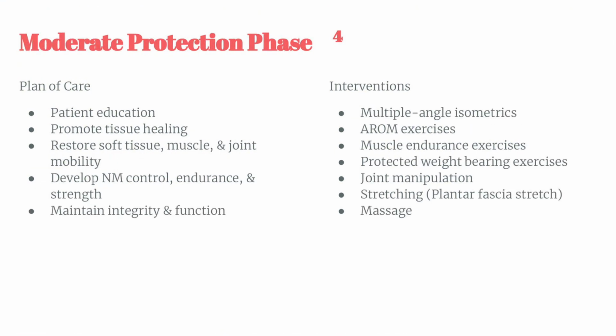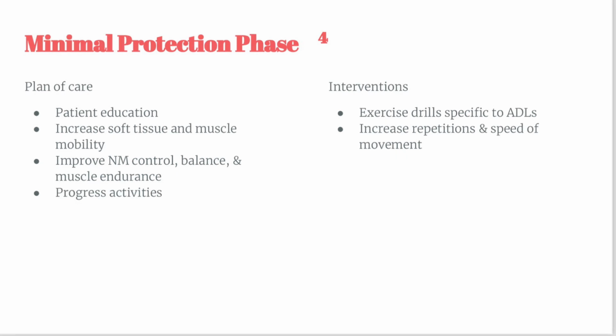For the moderate protection phase, when symptoms become subacute, the entire lower extremity as well as the foot should be examined for impaired alignment. So you can do a plantar fascia stretch, some calf raises, dynamic warm-ups such as some marches, open kinetic chain thigh and hip strengthening, and then some exercises can also include concentric exercises with tubing into dorsiflexion, plantar flexion, inversion, and eversion. And then for the minimal protection phase, just continue with the patient education and progress all those activities before, and then you would just increase the repetitions and speed of the movement.